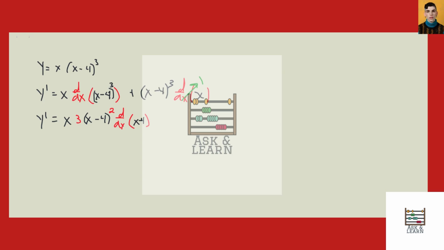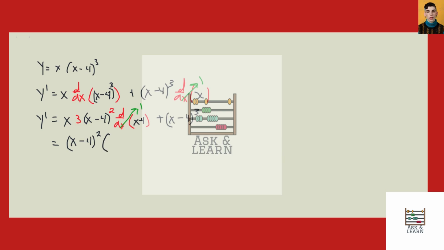Now the derivative of x minus 4 is going to be 1 because derivative of x is 1, derivative of 4 is 0. And then here we just have (x minus 4) cubed. All right, now let's go ahead and factor out (x minus 4) squared.